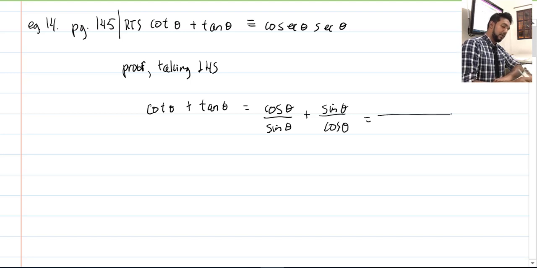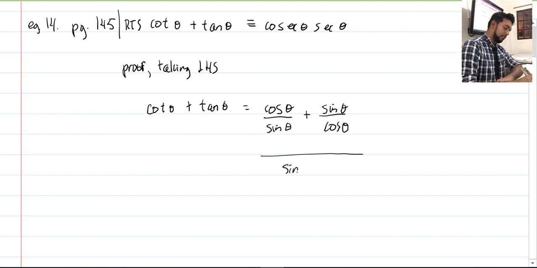With addition of fractions, what do we need? A common denominator. What would be the LCM between sine theta and cos theta? Well, sine theta cos theta. Yeah, I agree with that. Now, let's shift it below.